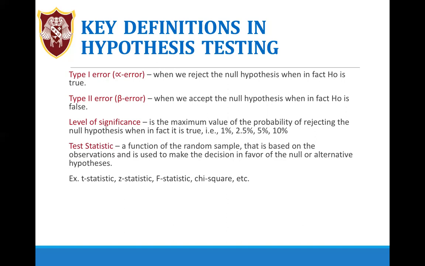ANOVA is a test used when we want to know if there is a significant difference between or among three or more groups. It is also a test used when the data given are quantitative. And the chi-square is a non-parametric test which is used when the data given are in the nominal level. We'll be discussing more of these test statistics in our next lesson.